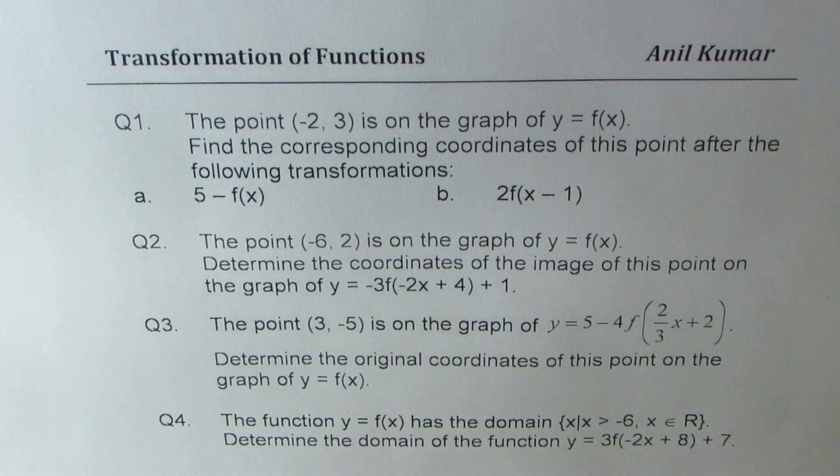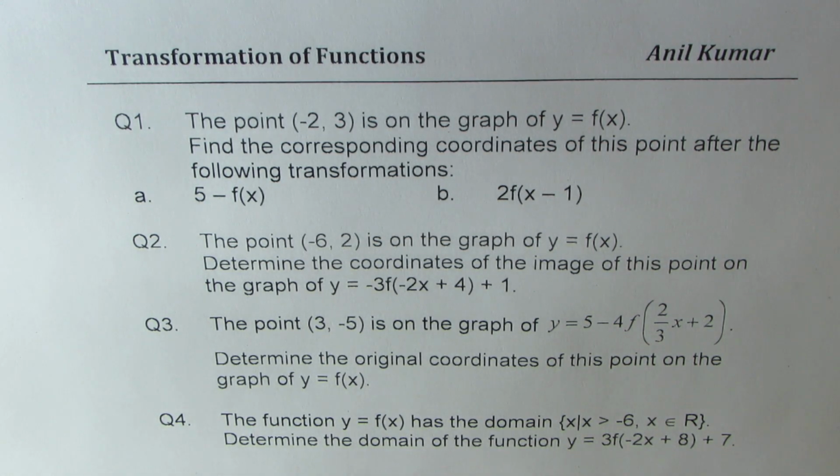Question number 2. The point (-6, 2) is on the graph of y = f(x). Determine the coordinates of the image of this point on the graph of y = -3f(-2x + 4) + 1.